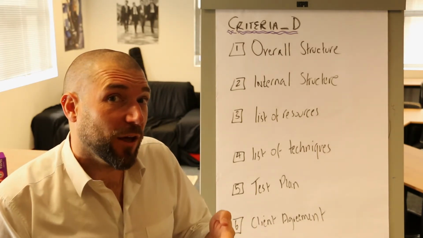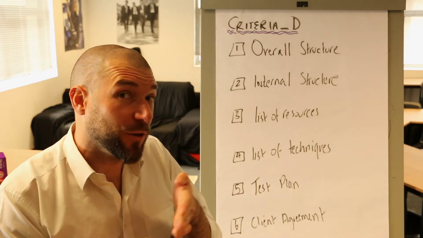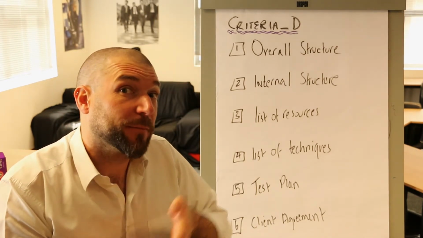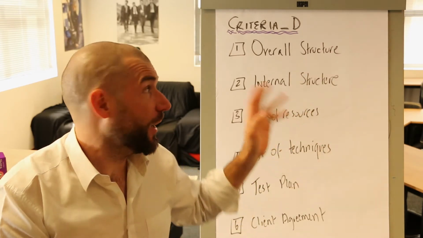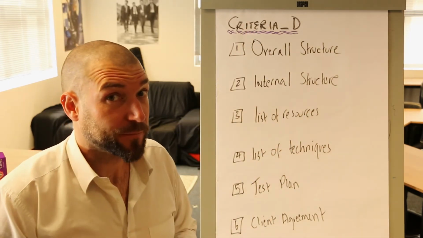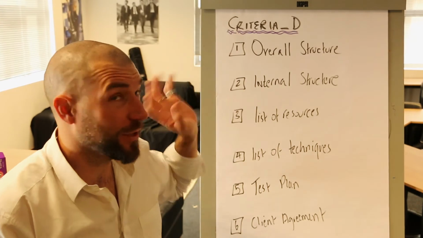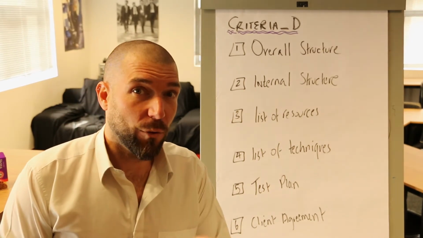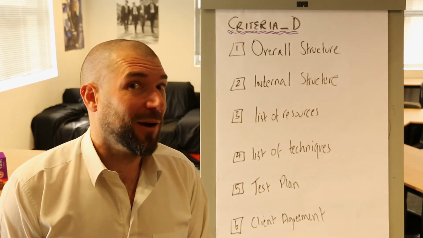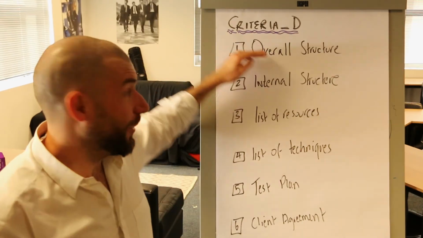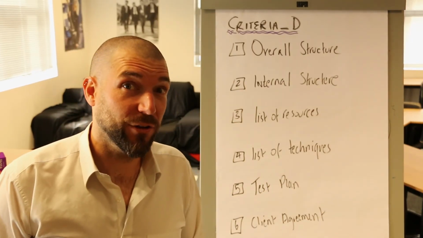So all that stuff needs to come in between the point where you've finished criteria B and before you sit down to actually start the designing. Okay, when you start the designing, you need to have those things clear. So once you've done that, you can come back and watch the next video where I'm going to explain what actually goes into criteria D.